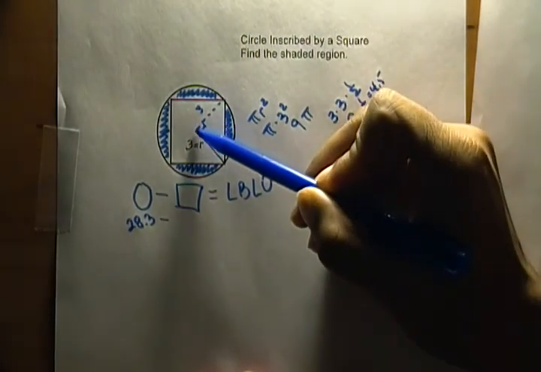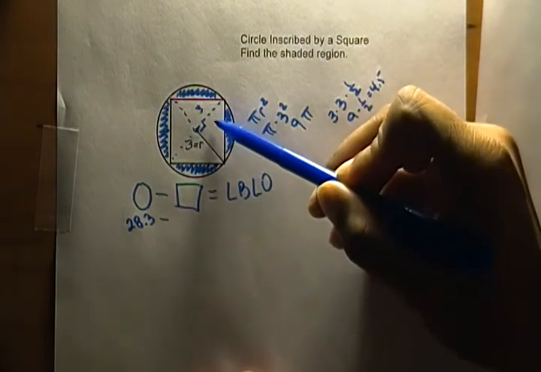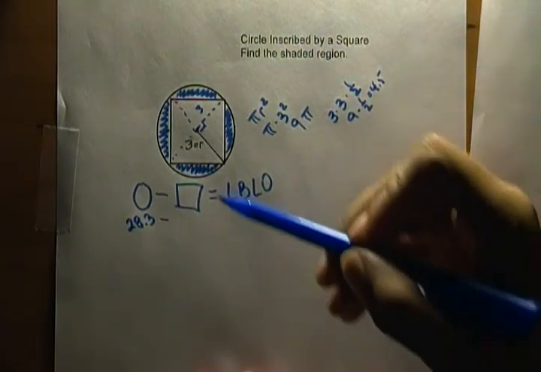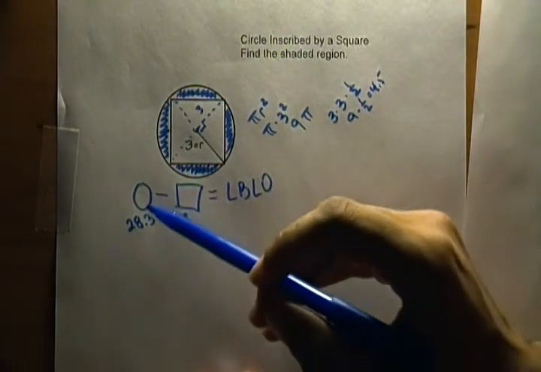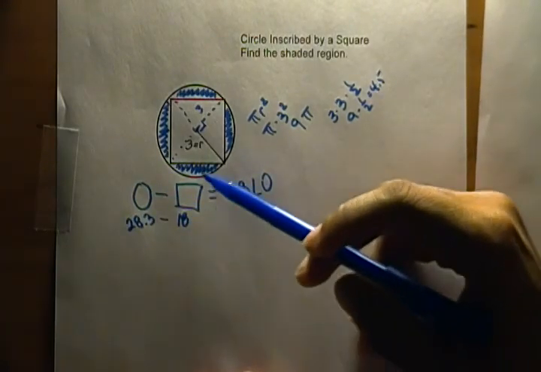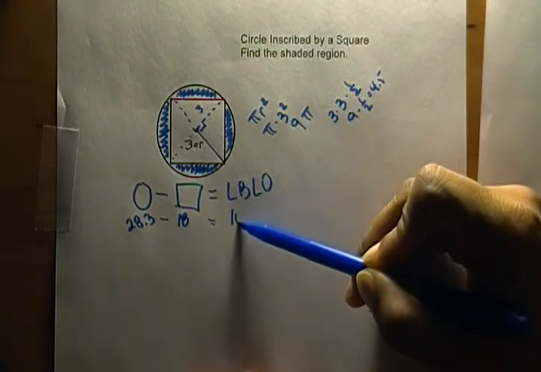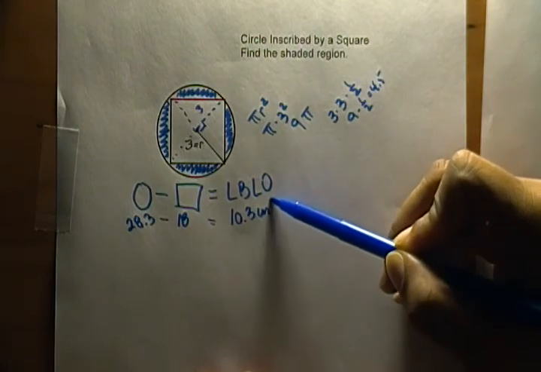Wait a minute. There's 4 of these triangles. 1, 2, 3, 4. So 4 times 4.5 is 18. Area of the circle minus area of the square gives us the little bit left over, which is 10.3 units squared.